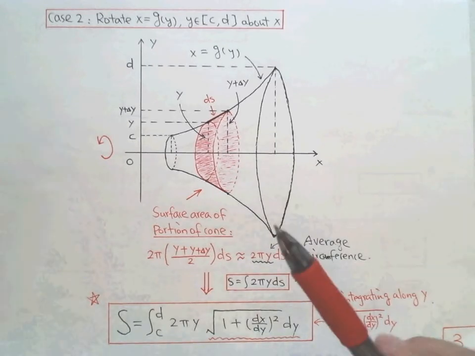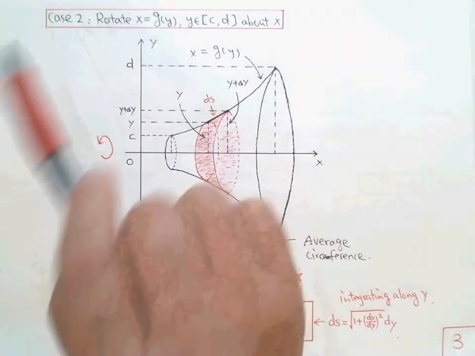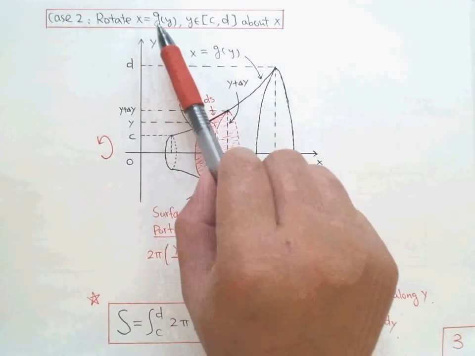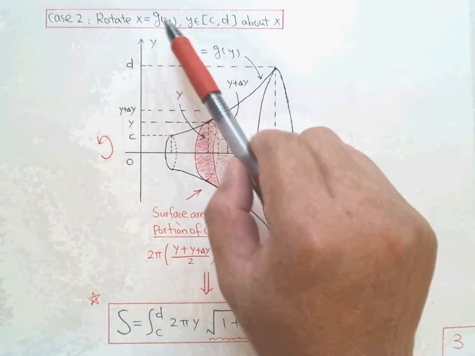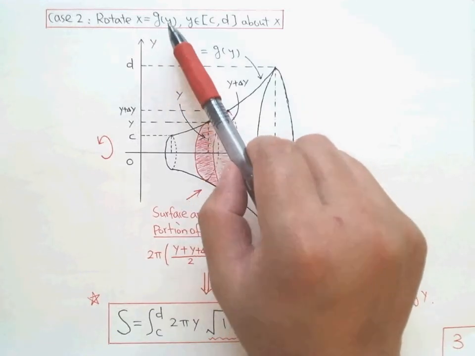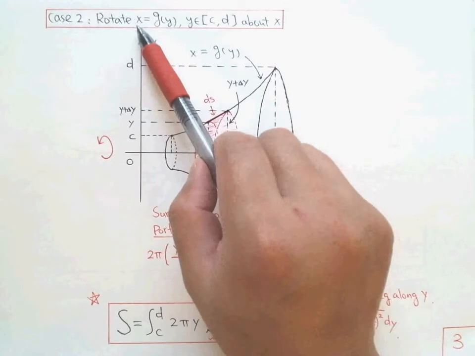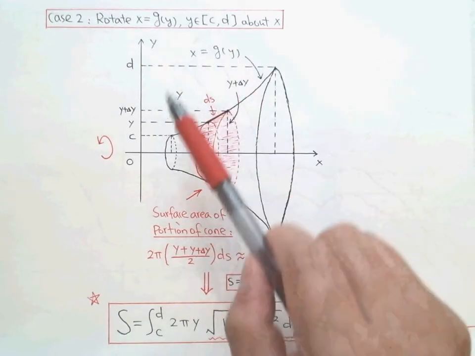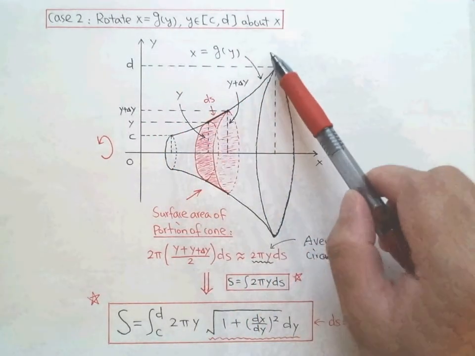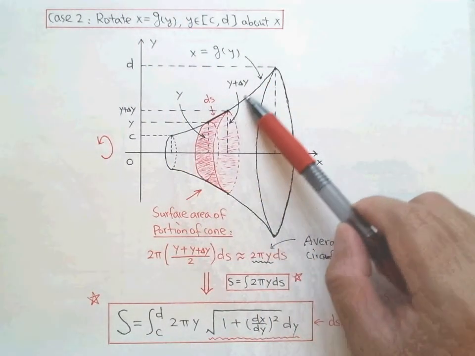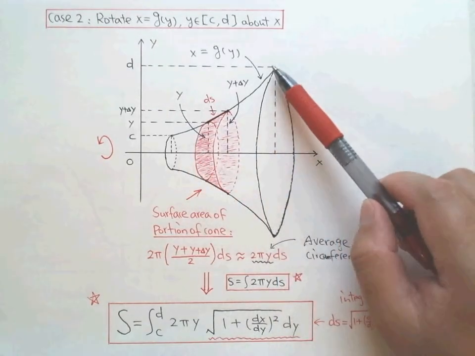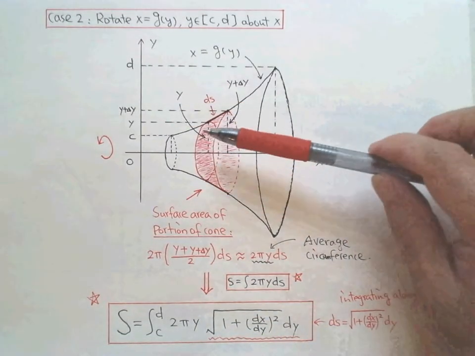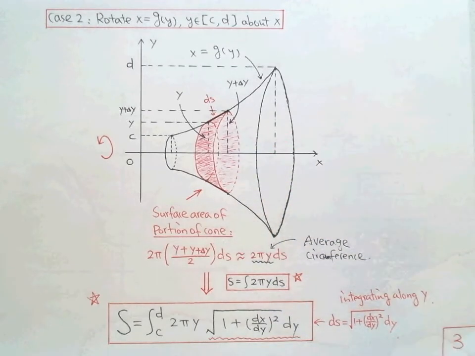Everyone look at case 2. Here y is rotated. The curve x equals x of y is described with y as the independent variable, and the dependent variable this time is x. The domain is y, from c to d, and this is a function x of y. If we rotate it about x, how do we find the surface of revolution?